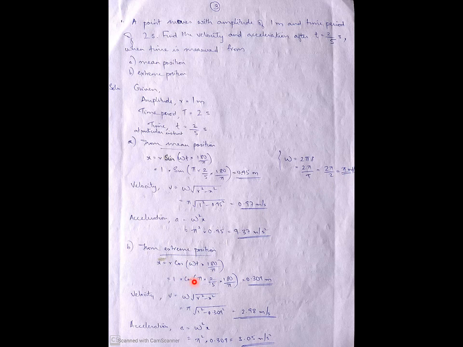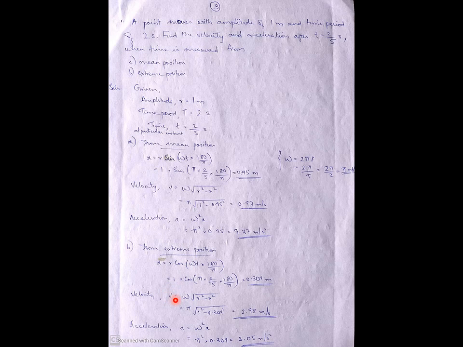R is equal to 1. T is equal to 2 by 5. Just substitute over here. You will be getting 0.309 meter x value. Don't forget this value 180 by pi, because if you're forgetting it, the remaining values also will be wrong. So don't forget about this 180 by pi, and don't get confused between this sine and cos. From the mean portion it is sine, and from the extreme portion it is cos.